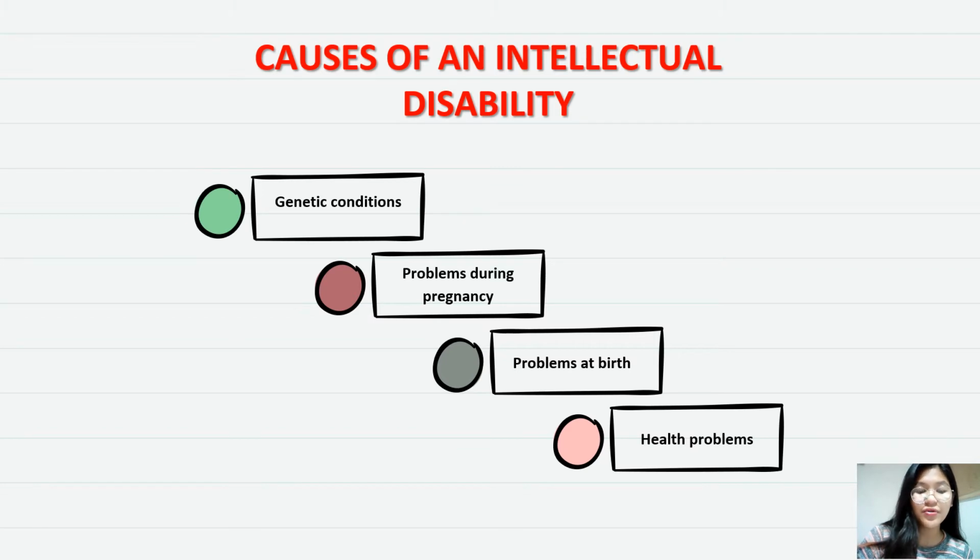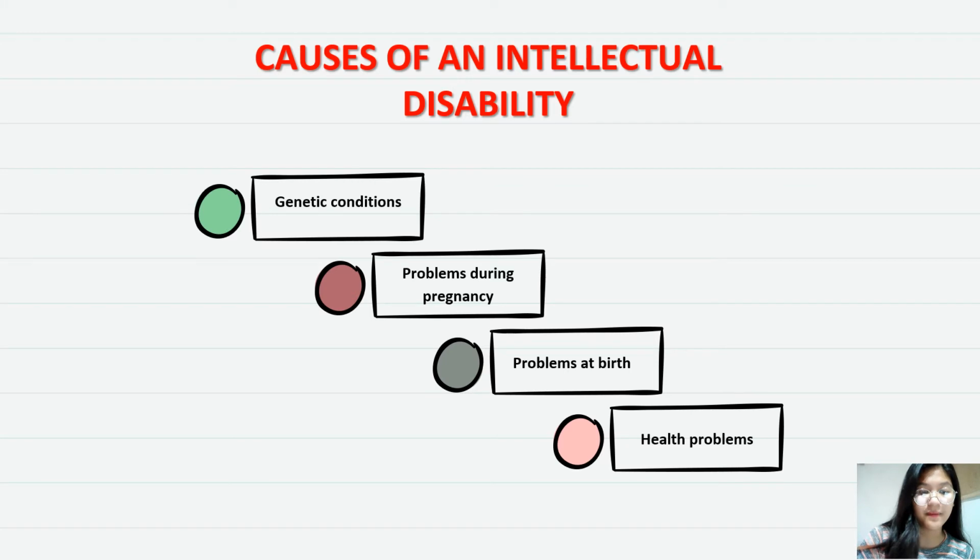A woman who drinks alcohol or gets an infection like rubella, which is a contagious viral disease which can cause fetal malformation if contracted early in pregnancy, may also have a baby with an intellectual disability. Problems at birth. If there are complications during labor and birth, such as a baby not getting enough oxygen, he or she may have an intellectual disability.